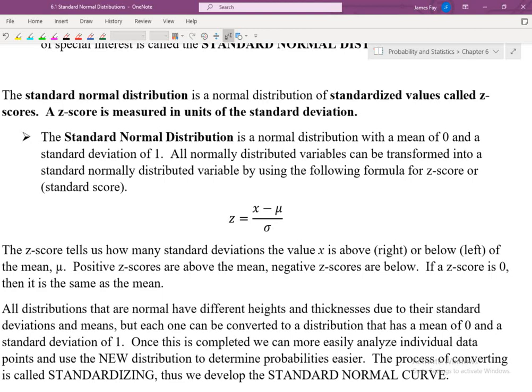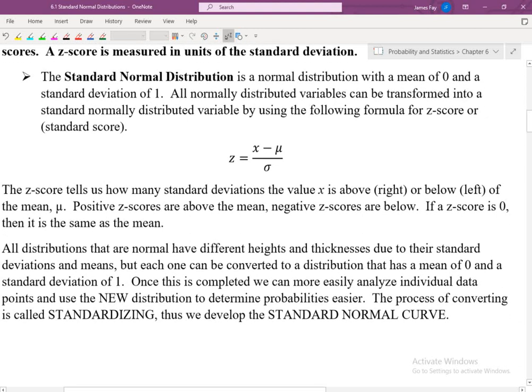So the standard normal distribution has a mean of 0 and standard deviation of 1. And to standardize anything, we have to use this formula: your z-score is going to equal x minus mu divided by the standard deviation. That z-score tells you how many standard deviations the value x is above or below the mean. Positive z-scores are above the mean, negative z-scores are below the mean. It says all distributions that are normal have different heights and thicknesses due to their standard deviations and means, but each one can be converted to a distribution that has a mean of 0 and a standard deviation of 1.